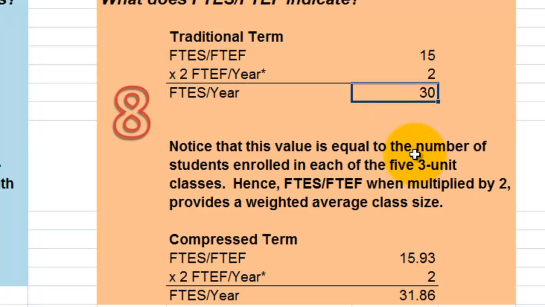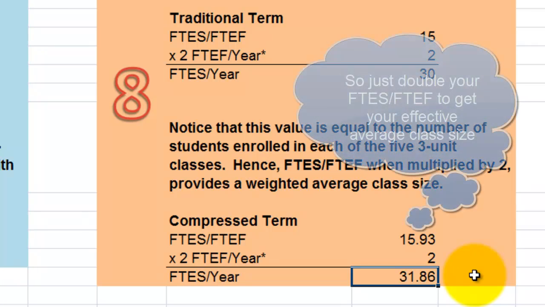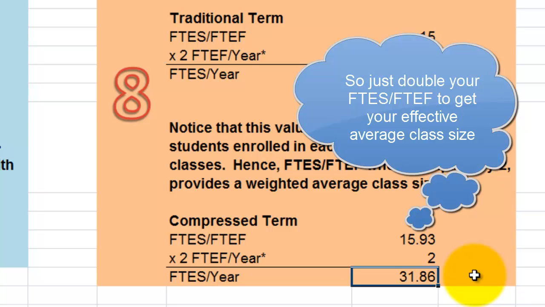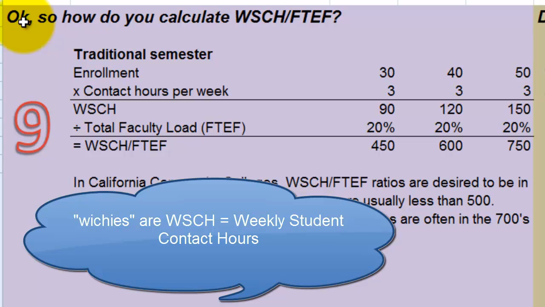And where that's important is down below, because most of the time people don't teach 5 classes that are identical with the same number of students and the same 20% load. And in the compressed calendar it gets especially tricky. But in the calendar here, if we take a 15.93, almost 16 FTES per FTEF, and double that, that gives you 31 and almost 32. So in essence, this faculty member has an effective class size of about 32 on average over the course of the year. So how do you calculate WSCH per FTEF?